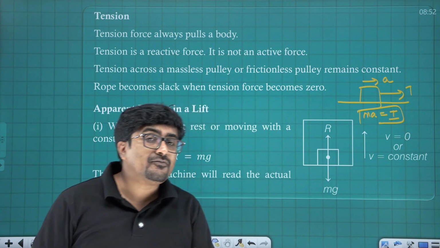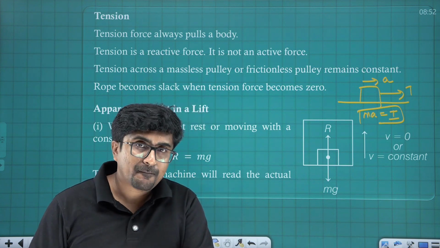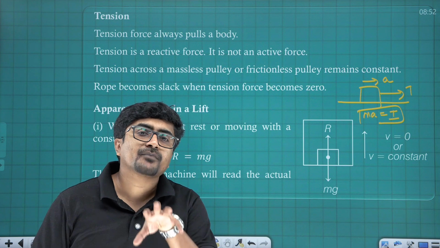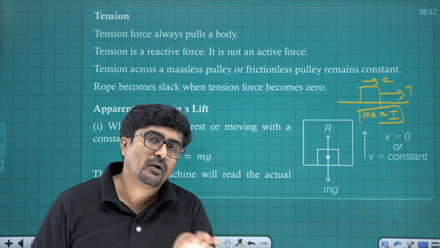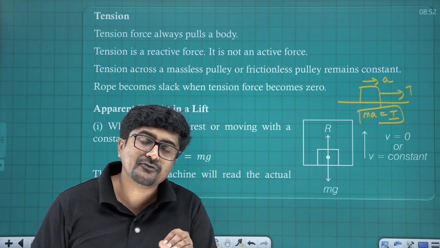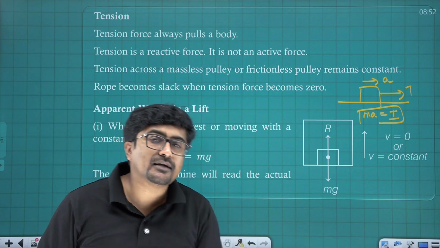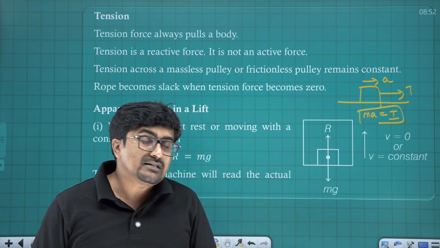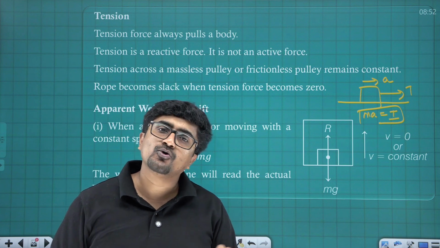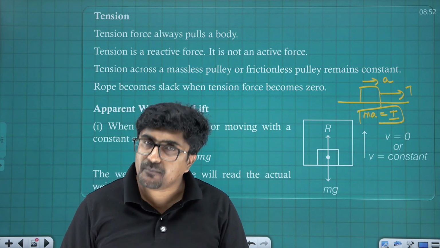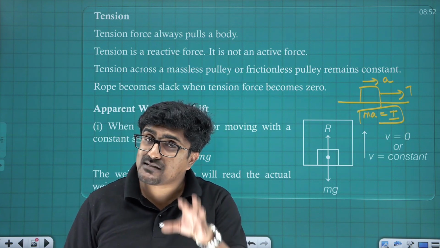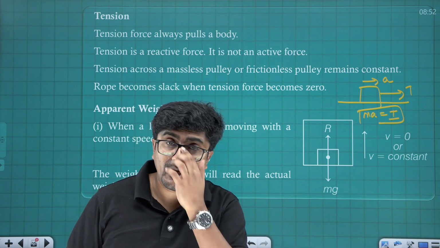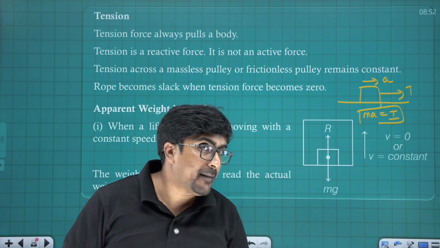Now if mass is kept on the lift and the lift is stationary, then normal reaction is equal to m into g. And if the lift is moving in the upward direction or in the downward direction with a constant velocity, there also, since there is no net acceleration, mg is going to be N only. That means N means weight, as per the machine. Again, N is going to be m into g.